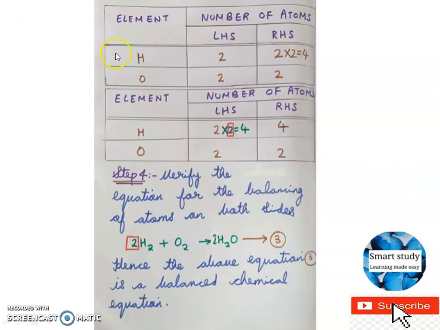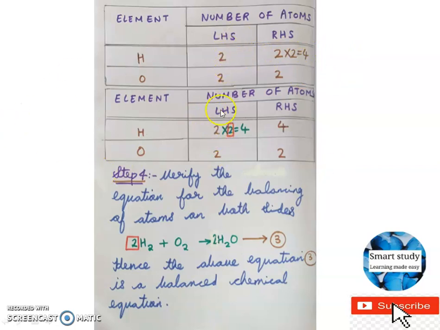So I will write the table again: element, number of atoms, LHS, RHS, hydrogen, oxygen. As we saw, why have I written 2 into 2 is 4? Because you saw beside it 2 is there and below also 2 is there. That is why I have written 4. Now this is 4, so I need to make this 2 also 4. How can I make this 2 of the LHS as 4? I can multiply this with 2, because 2 2s are 4. That is what I am doing in the next table.